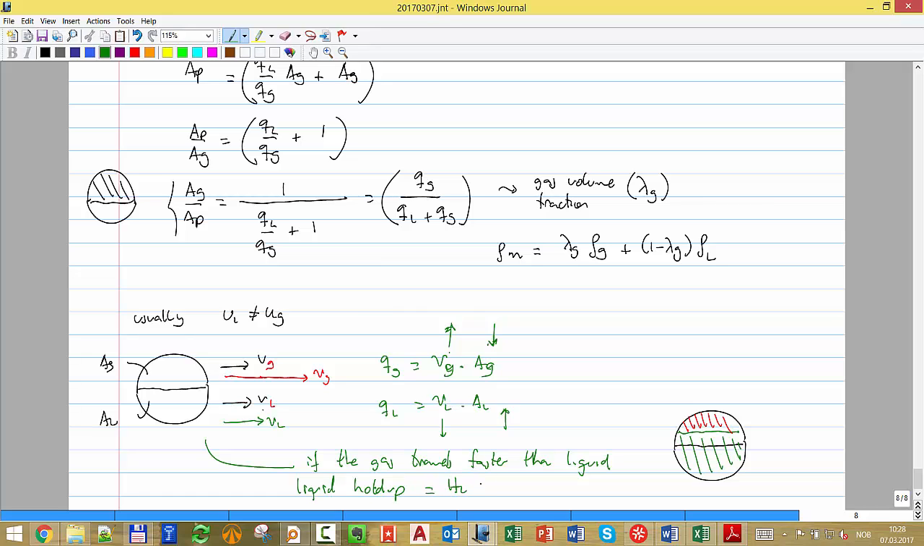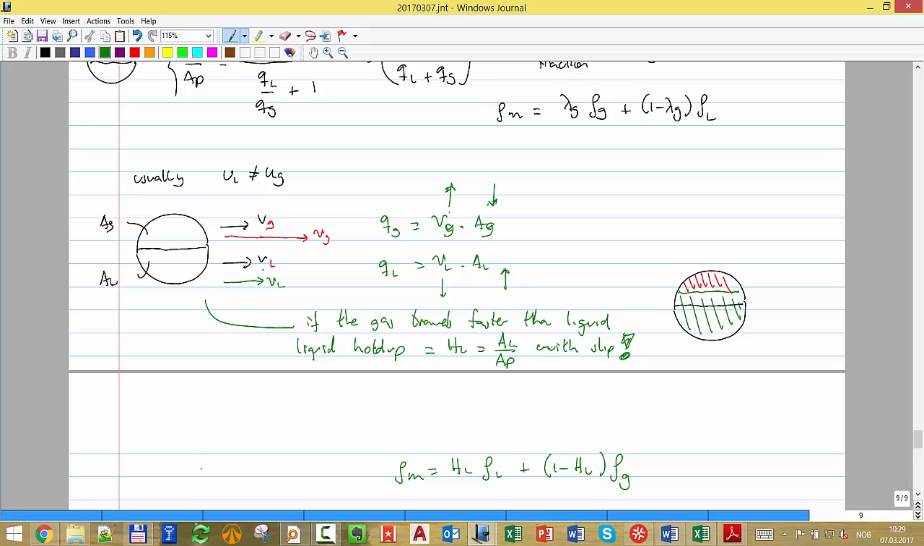Holdup is the ratio between the area of the liquid divided by the area of the pipe, with slip. Please note that this is with slip. And the real density of the mixture will then be the holdup of the liquid times the density of the liquid plus 1 minus the holdup of the liquid times the density of the gas. And this holdup of the liquid might be very different from lambda of the liquid.